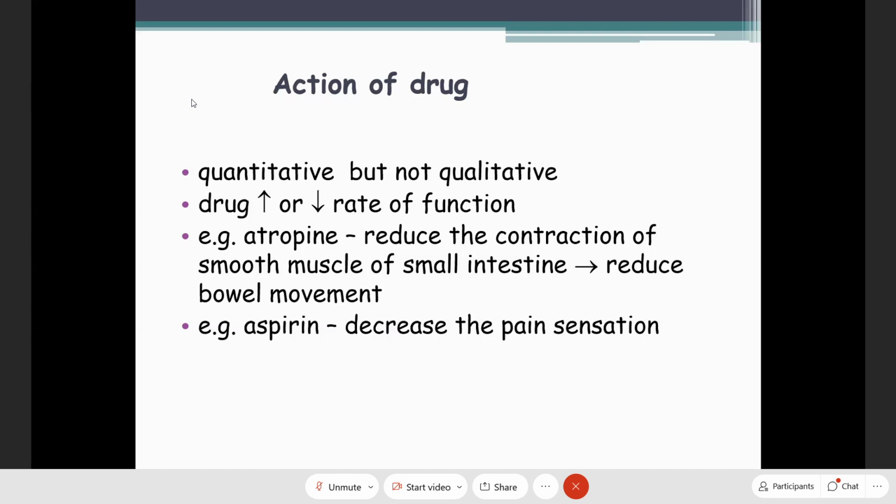But in our hospital, we don't use atropine. There are other drugs used for diarrhea in animals. And another example would be aspirin. Aspirin decreases the pain sensation, right?